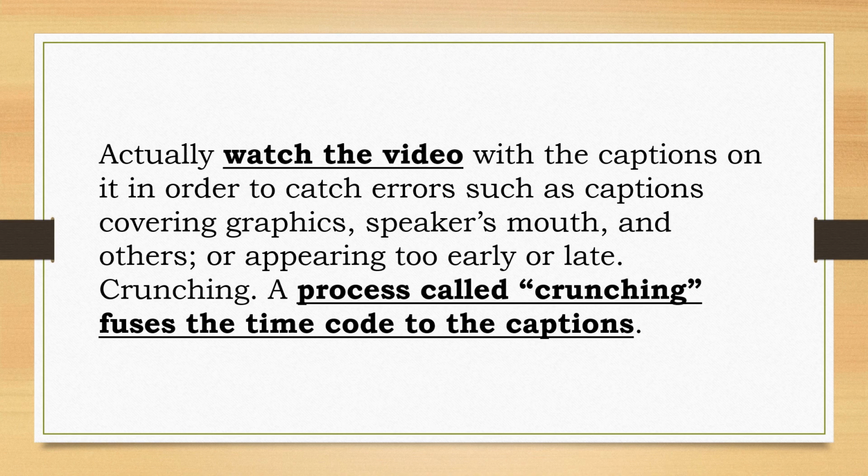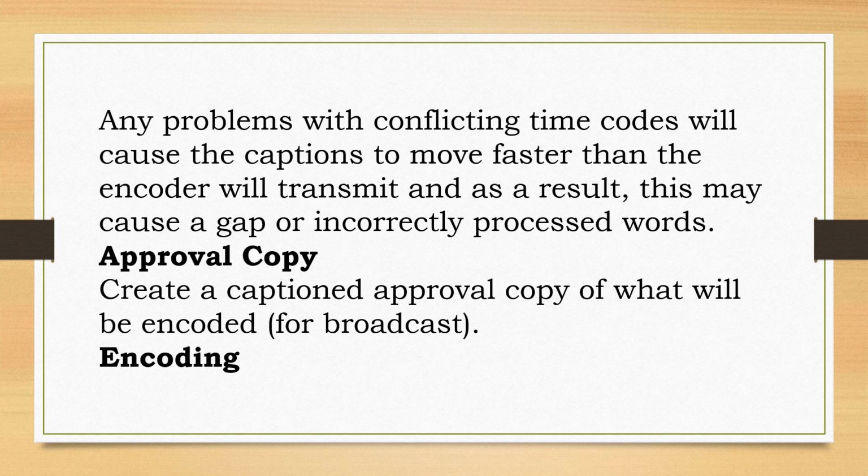Crunching. A process called crunching fuses the time code to the captions. Any problems with conflicting time codes will cause the captions to move faster than the encoder will transmit, and as a result, this may cause a gap or incorrectly processed words. Approval copy. Create a captioned approval copy of what will be encoded, for broadcast.